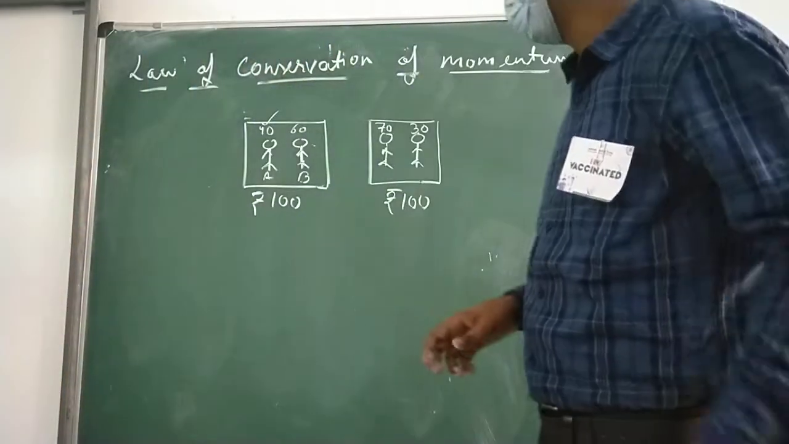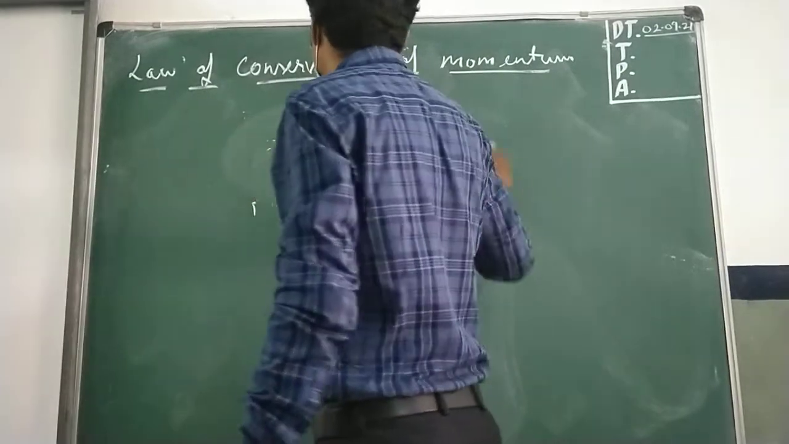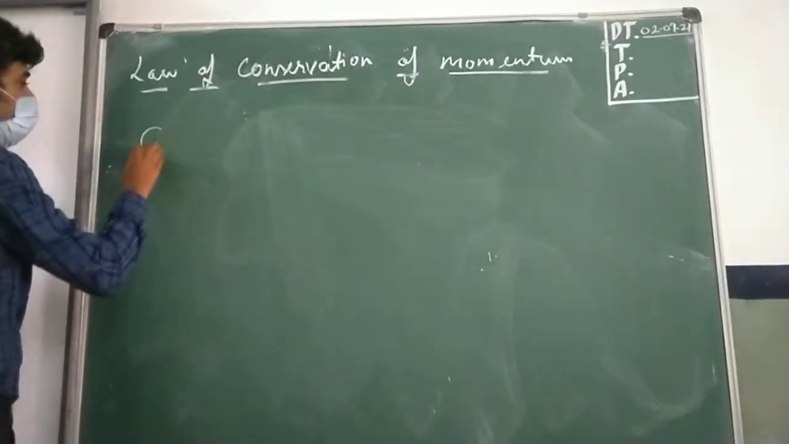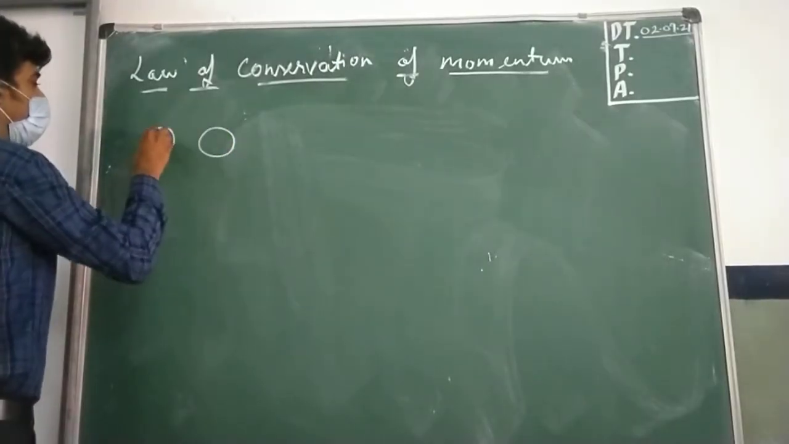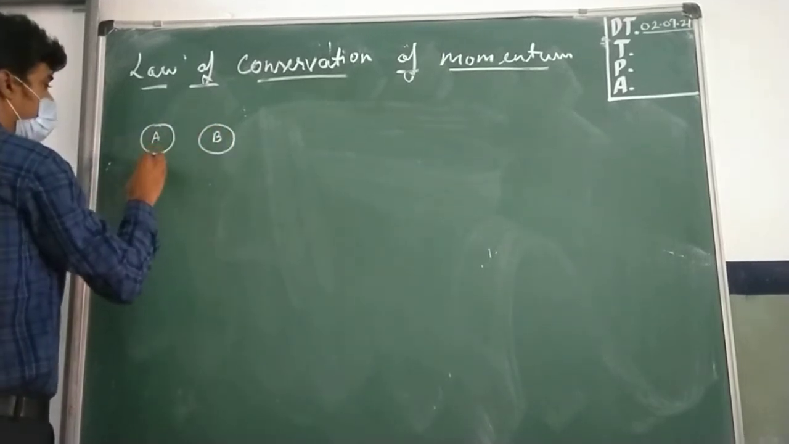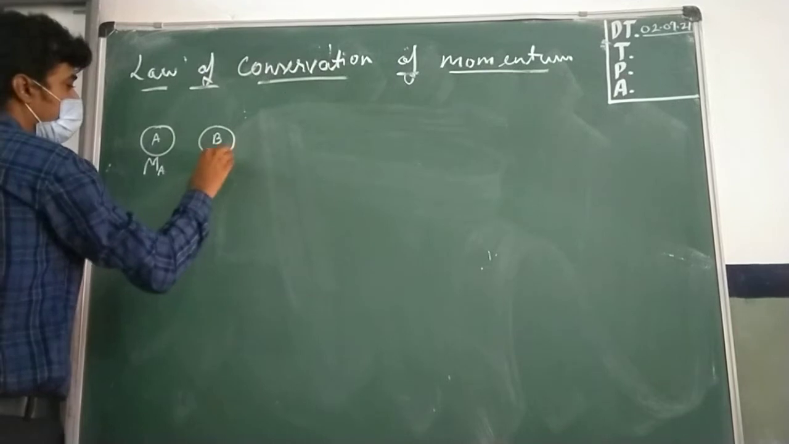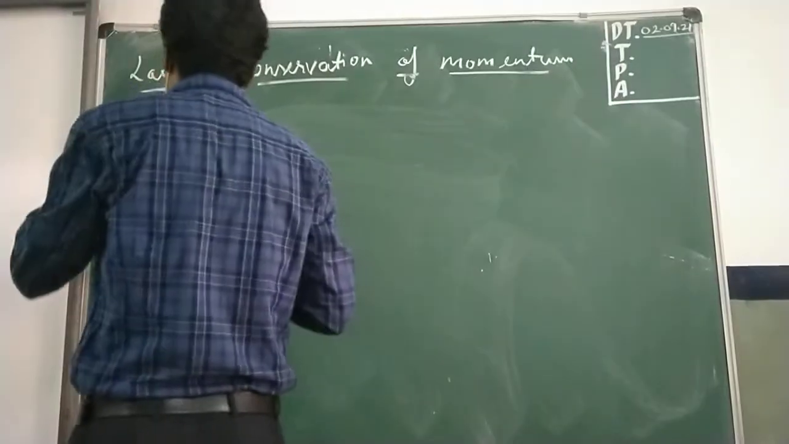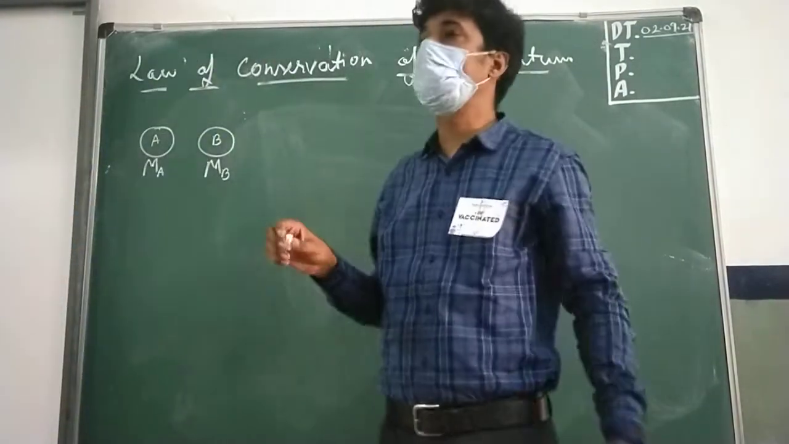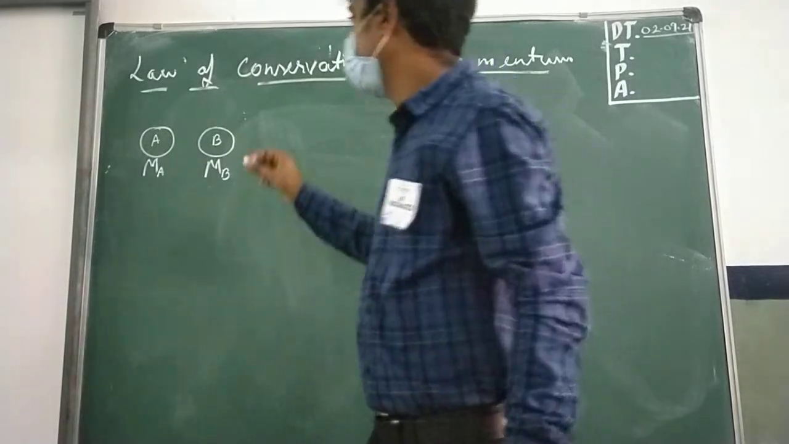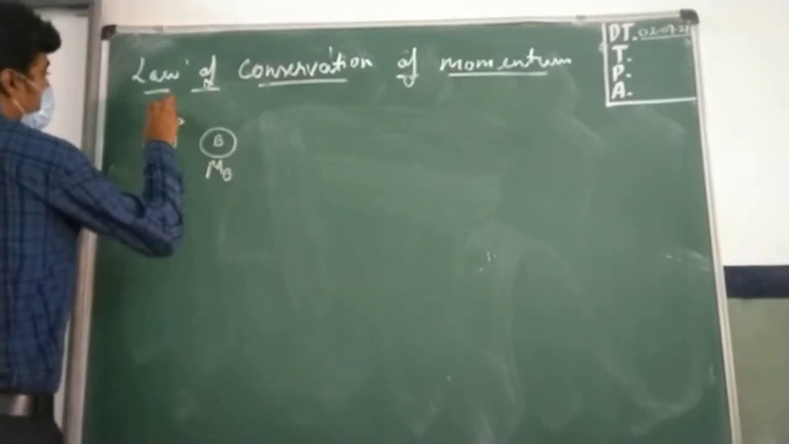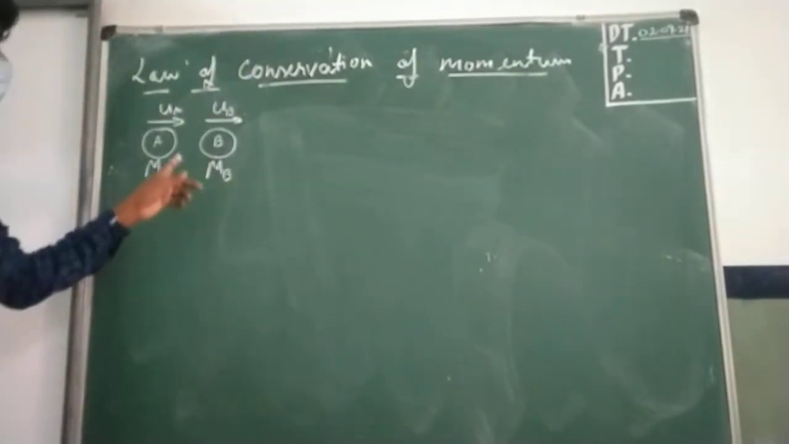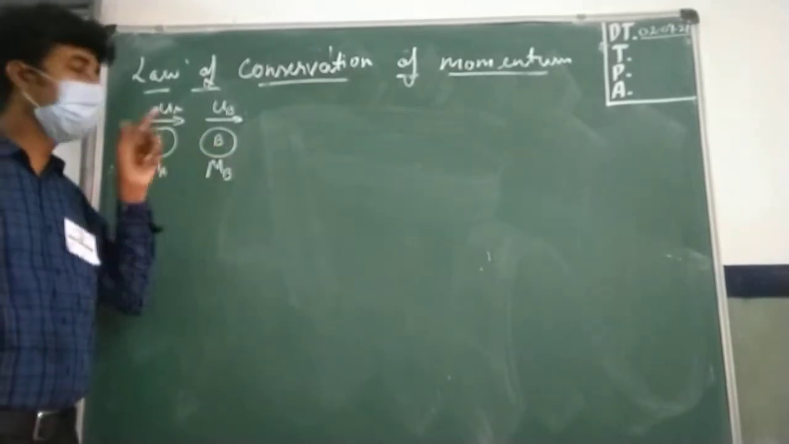Let's see. In this case, suppose there are two bodies, body A and body B. Its mass is MA, and its mass is MB. Both of them together make a system. This is a complete system. Suppose body A is moving with velocity UA and body B is moving with velocity UB.